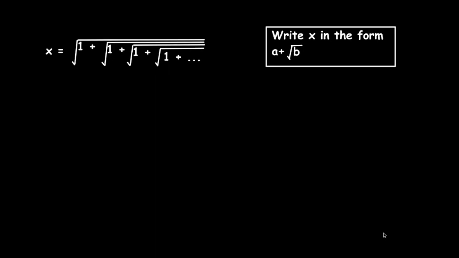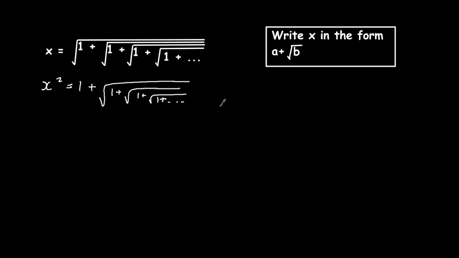What can we do in this situation? Well, the first thing you might notice is that we can get rid of this massive square root. To get rid of this massive square root, I could square both sides. And if I square both sides, I get x squared is equal to 1 plus. Now, every other square root stays the same. So I've got 1 plus root 1 plus root 1 plus root 1 plus root 1 plus root 1 plus root 1 plus, and so on, infinitely many times.